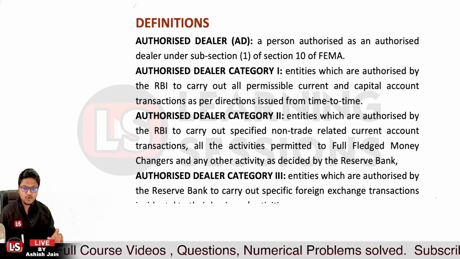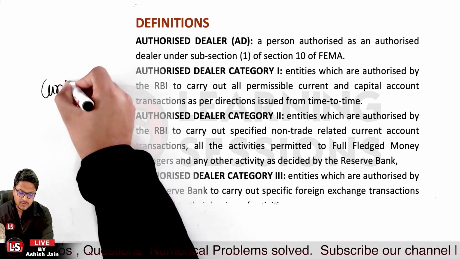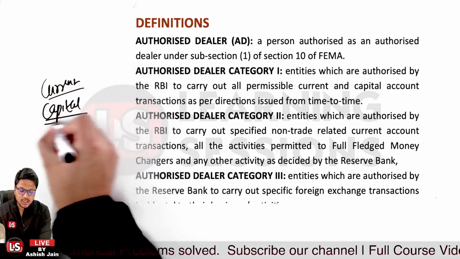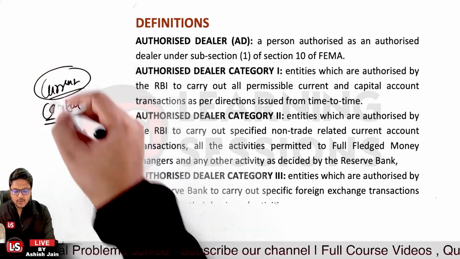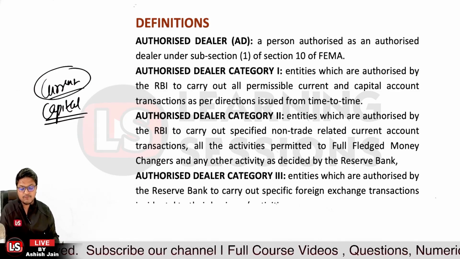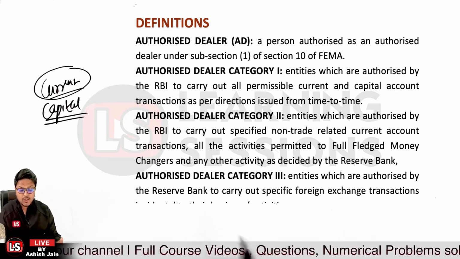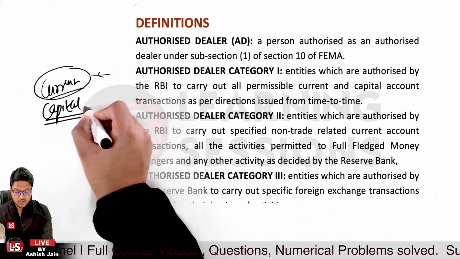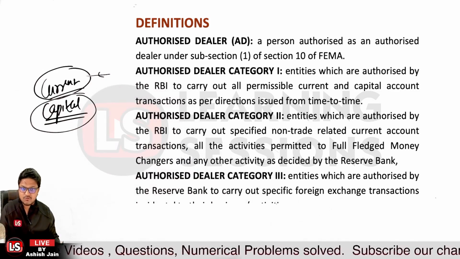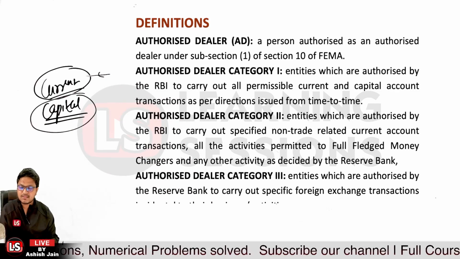There are two types of transactions: one is current account transactions, and the other is capital account transactions. The current account transaction is related to day-to-day transactions, like when we want to pay some amount abroad for family maintenance purposes. It could be related to medical treatment or any other thing. Those are all covered under current account transactions. When we talk about capital account transactions, these are the type of transactions which alter the position of assets and liabilities of the person staying abroad.